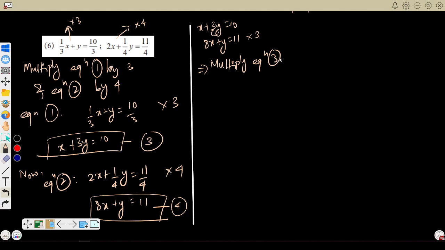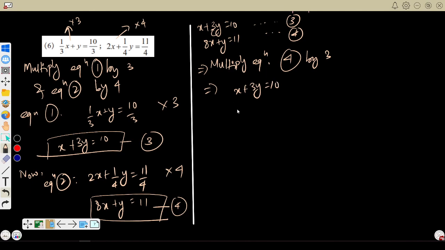If I multiply equation number 4, oh wait, this was equation number 3 and this was equation number 4. I'll erase this. If I multiply equation number 4 by 3, so the equations will be x plus 3y is equal to 10. This remains as it is, and 4 is multiplied with 3. So 8 into 3 will be 24x plus y into 3 will be 3y is equal to 11 into 3 is 33. Now if you observe, the coefficients of y are same.